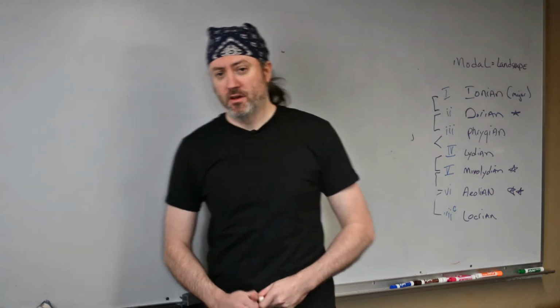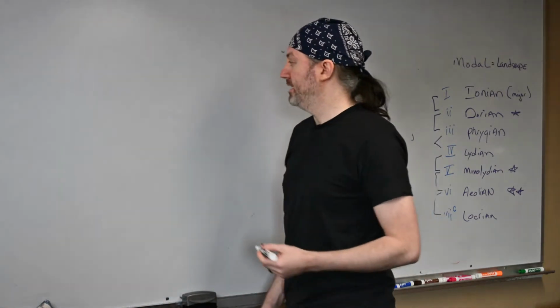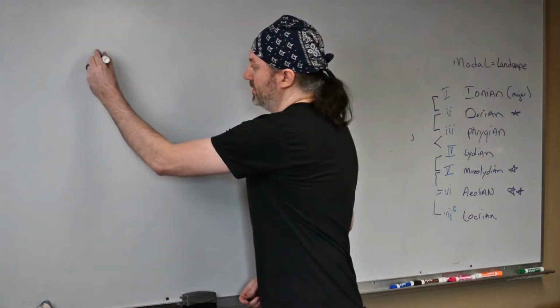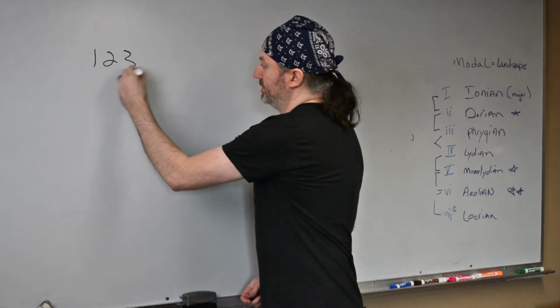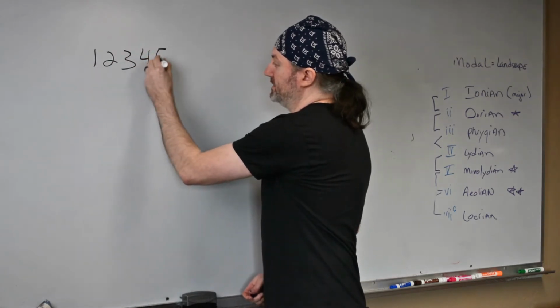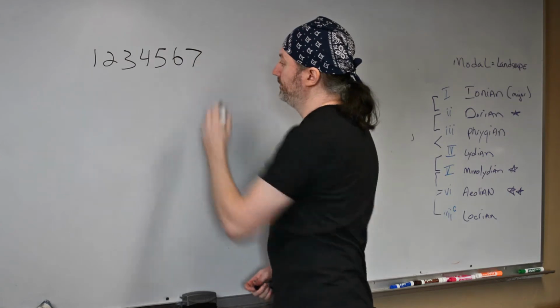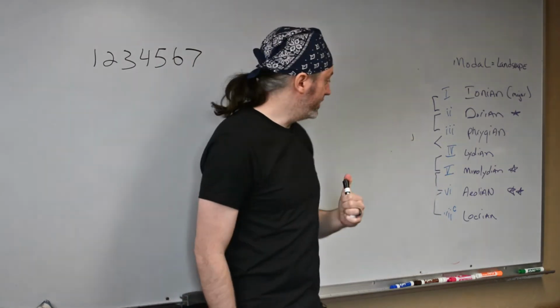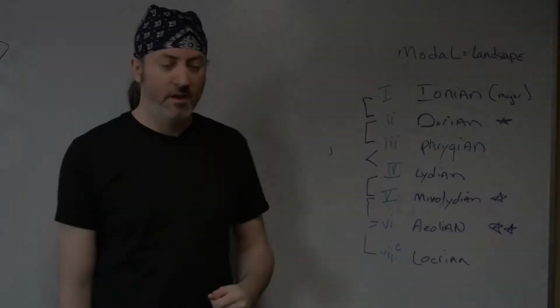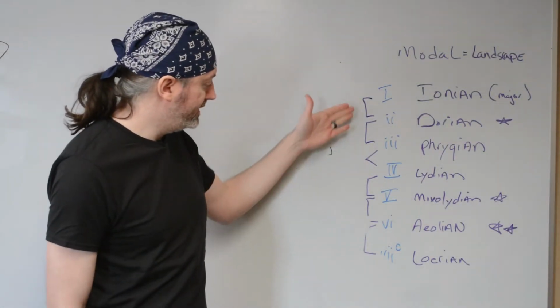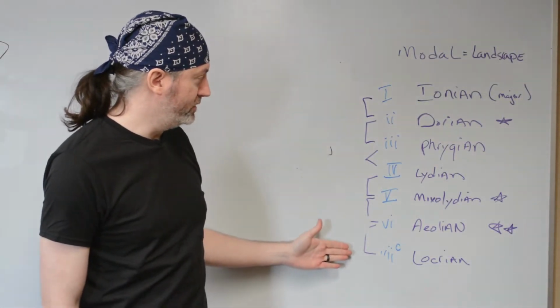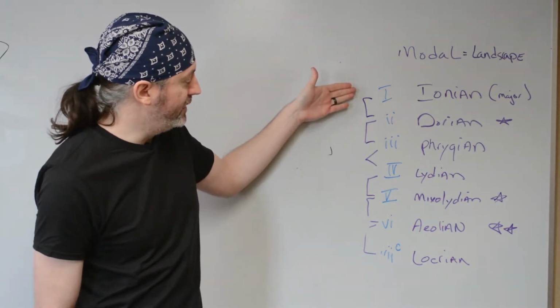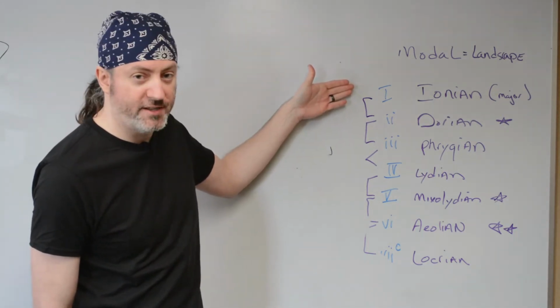The major and minor scale both have 7 notes each. Let's represent those just by some messy numbers here. Now, let's take a look at this modal chart we have over here. You'll notice that there are 7 modes, with the Ionian being the top, representing the major scale.